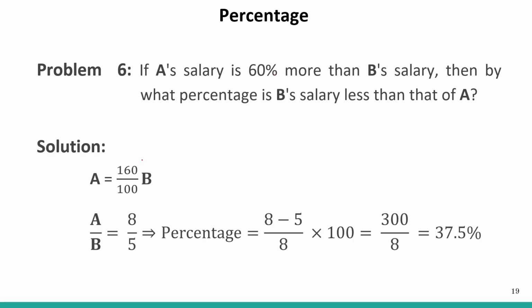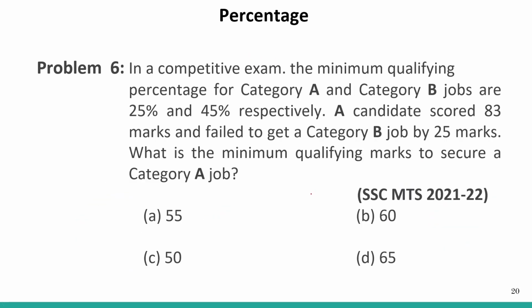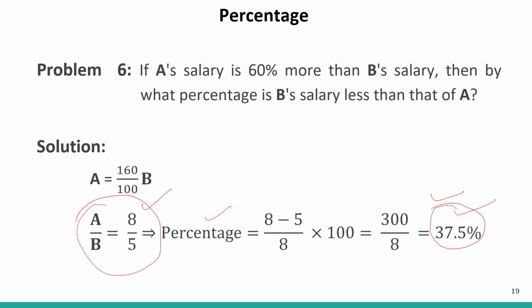Okay. So A is equal to 160 by 100 B. Given. So A by B becomes 8 by 5. So the percentage is equal to 8 minus 5 by 8 into 100. That is equal to 300 by 8. That is 37.5%. So the only correct answer will be 37.5. These are all wrong. 45% is a wrong answer. Okay, so the answer is 37.5.